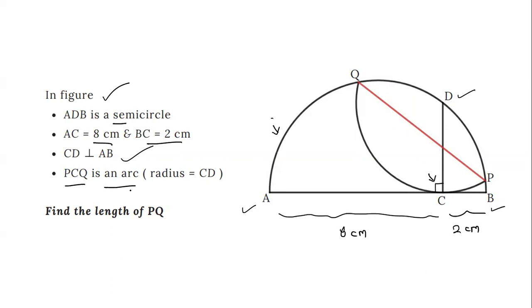And PCQ is an arc. You can see that this is PCQ, one arc whose radius is CD, meaning D is the center point of this arc and CD is the radius of that arc. We have to find the length of PQ, this red line. So this is the problem. Let's see how we can solve this.